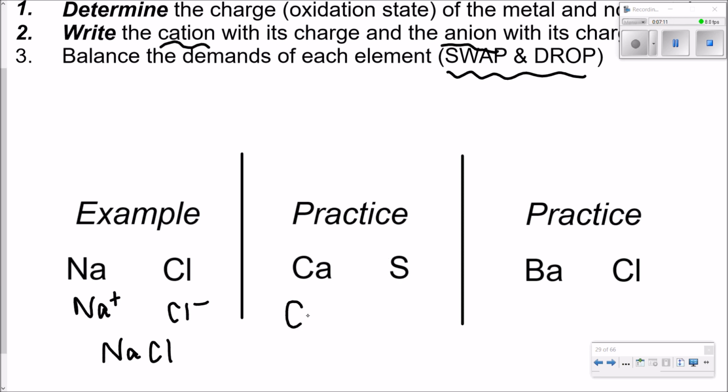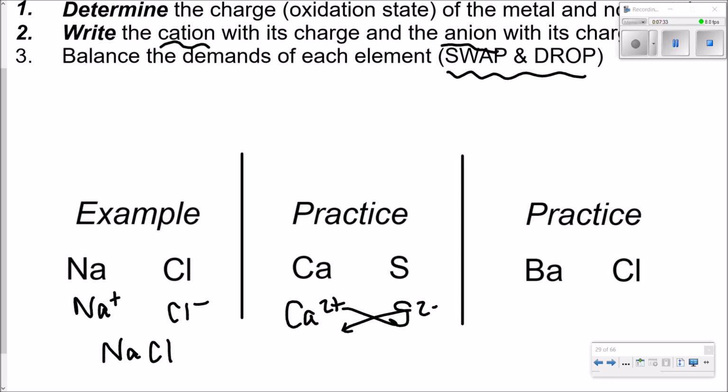Calcium is going to become calcium ion, which is calcium 2+. Sulfur is going to become sulfide, 2-. So if you note, if calcium loses 2 electrons, sulfur needs 2 electrons. So if you were doing swap and drop, you would theoretically make it look like that. You can also think of it conceptually.